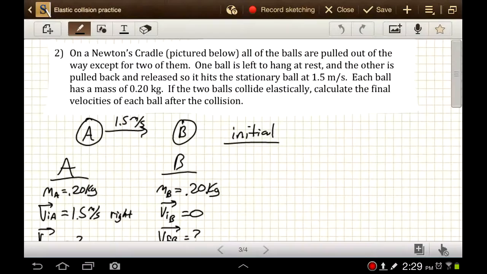So if we look at this situation, initially A was coming toward B at 1.5, B was at rest. After this, A is going to be at rest and B is going to be moving at 1.5 meters per second, which should match with your intuition on this. Having seen this toy, you know that one ball, the ball that's moving, comes to a complete stop, and the other ball shoots out about as fast and about as far as the first one was released.